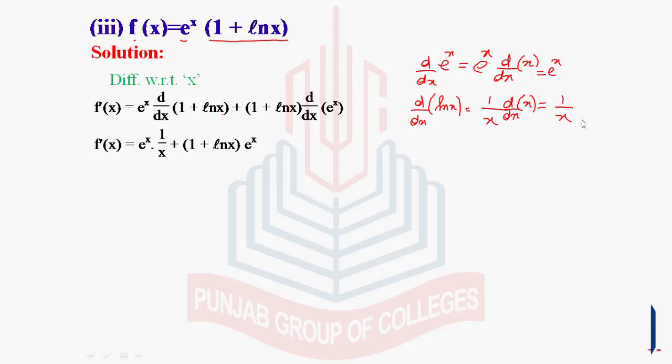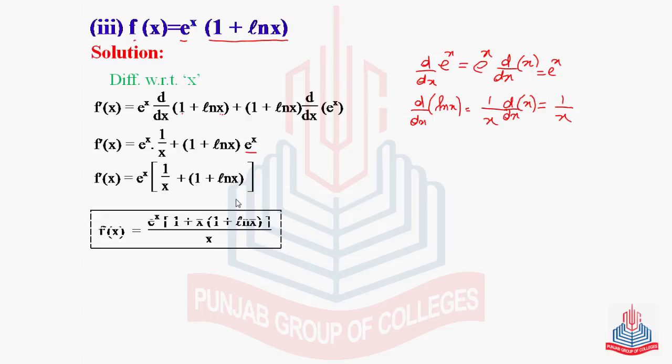So we have e raised to the power x as it is, the derivative of 1 plus log x, the derivative of 1 will be 0, the derivative of log x will be 1 over x, plus 1 plus log x as it is, and the derivative of e raised to the power x, that is e raised to the power x. Taking e raised to the power x as a common factor, we have 1 over x plus 1 plus log of x, which is the required derivative of the given function. Or you can simplify this by taking an LCM. X will be the LCM, so we have 1 plus x into 1 plus log of x.